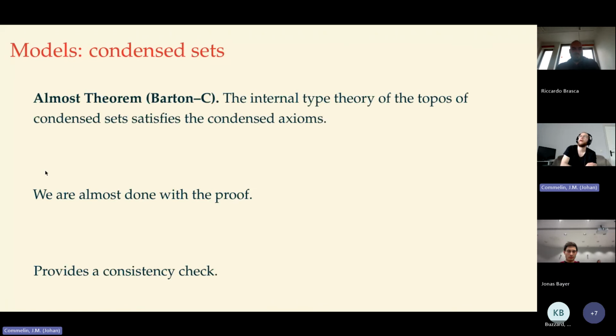So first of all, are we doing anything that makes any sense, or by postulating all this stuff, do we somehow end up with a theory that is inconsistent? There is the following almost theorem, and it's an almost theorem because we're almost done with the proof. If you consider the category of condensed sets, and I'm not going to explain what a condensed set is, but it's some new approach to topology.